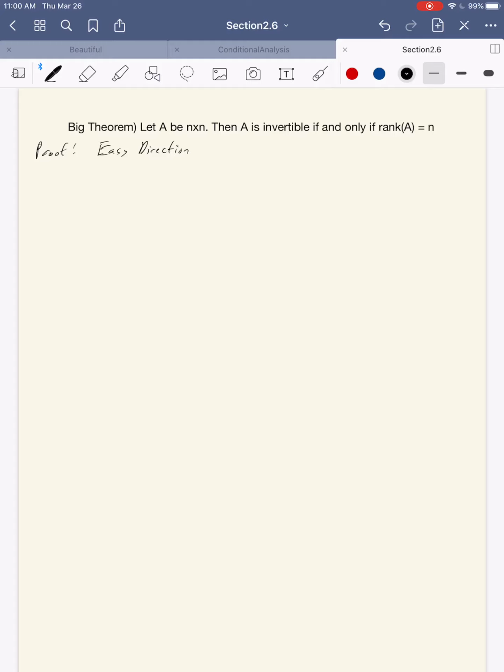The easy direction is we're going to try to show that A is invertible implies rank of A is equal to n. Okay? So let's go ahead and do that. And you know what? I don't really like that I already wrote proof here. So let's say what direction we're doing first. A is invertible implies rank of A equals n, and then write our proof underneath that. So here is our proof for that, right? A is invertible. That's what we're going to assume.